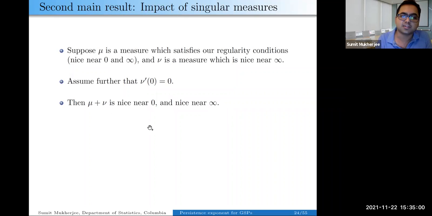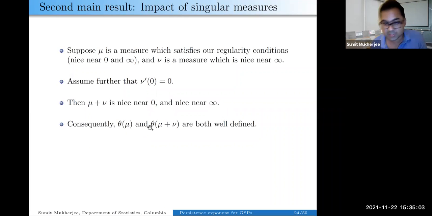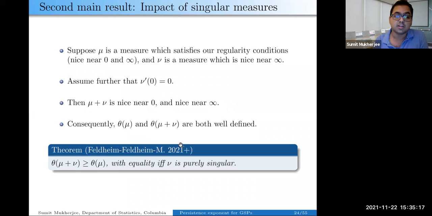And in this case, both the exponents exist by your first theorem, right? Because mu is nice, this takes care of it. We cannot allow both of them to be zero, but we assume that mu prime zero is positive. So the derivative of the sum is positive. And so what we know is that in general, sorry, I haven't assumed singularity so far. The singularity only comes in here. So in general, theta of mu plus nu is greater than or equal to theta of mu.